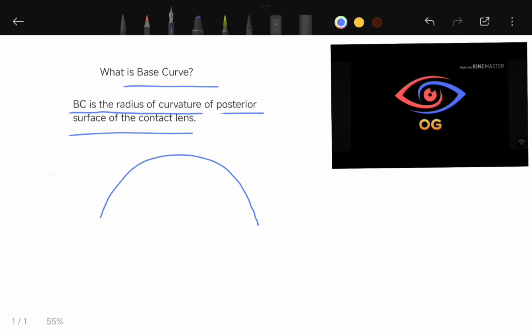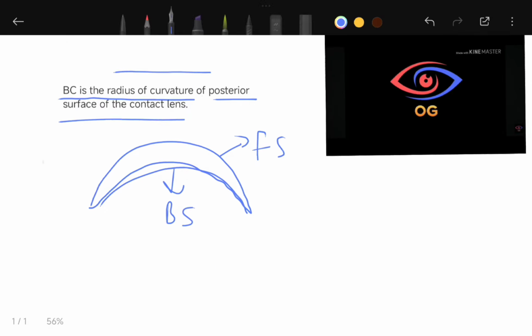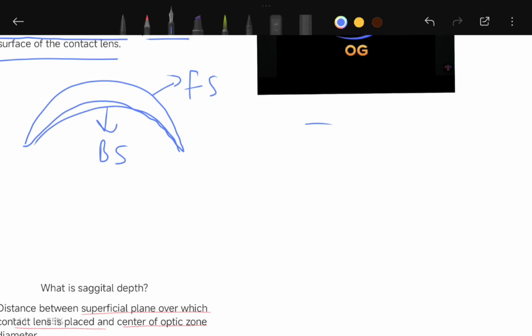Suppose this is the front surface of contact lens and this is the back surface. So base curve is the radius of curvature of the posterior surface of the lens. This posterior surface radius of curvature is called as base curve. Okay, so we'll understand the radius of curvature with one diagram.